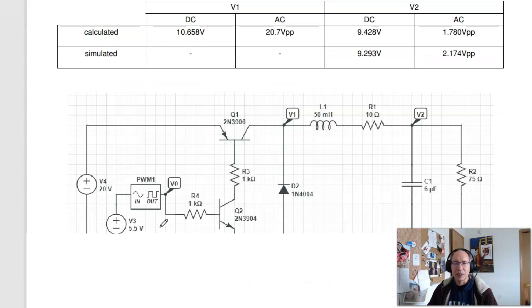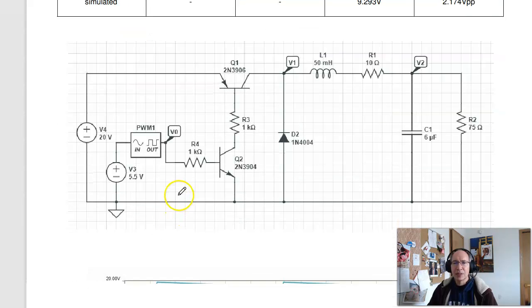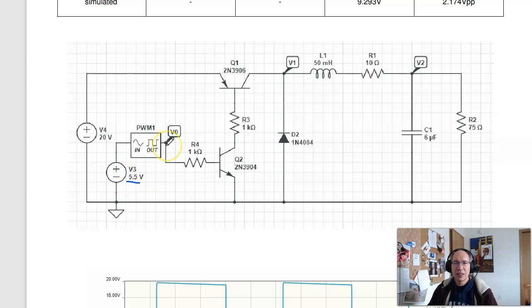Maybe, here we go. In CircuitLab, this is how you build it. I'm going to use a pulse width modulation coming in. This goes from 0 to 10 volts. So for a 55% duty cycle, feed it 5.5 volts in, and I get a 55% duty cycle square wave out.